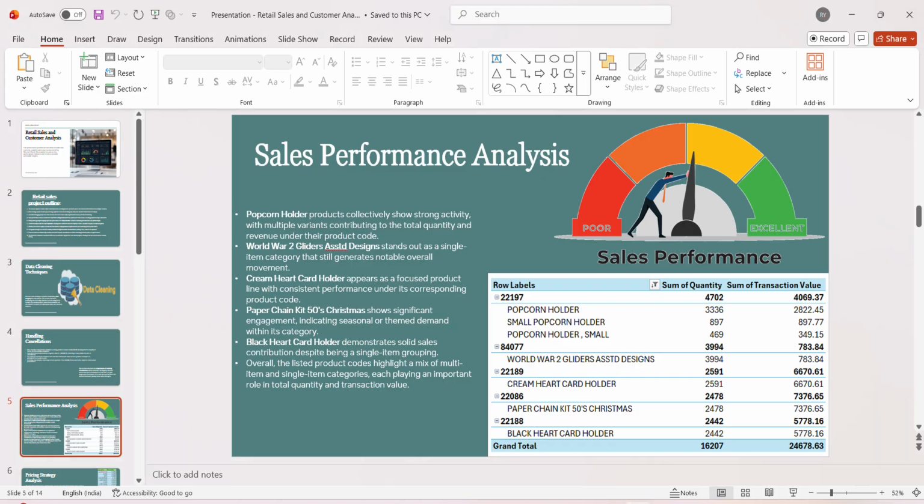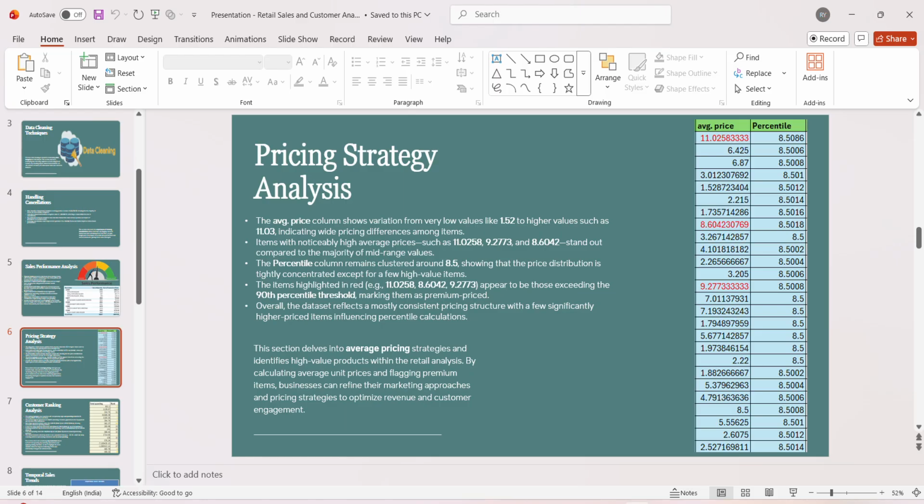Let's look at the interpretation of this. The average price column shows variation from very low values like 1.5 to higher values such as 11.03, indicating wide pricing differences among items. As you can see, the highlighted values are more than the percentile value. That's why these are highlighted in red color.